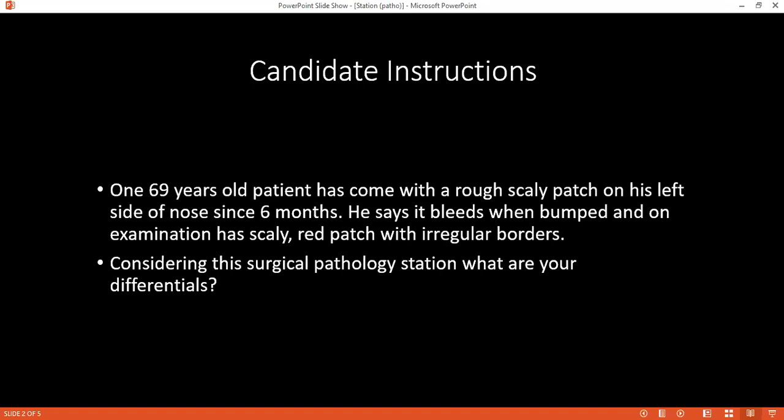Right. So if you have read and understood, considering a surgical pathology station, kindly tell me what your differential diagnosis is. Ma'am, my differential diagnosis would be squamous cell carcinoma, basal cell carcinoma, malignant melanoma. Very good. Can you please tell me how you would confirm your diagnosis? I would do an excisional biopsy with Mohs microscopic surgery and frozen section. If the lymph node is positive, then I would also go for FNAC of the lymph node or sentinel lymph node biopsy.